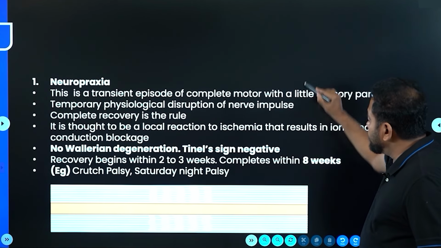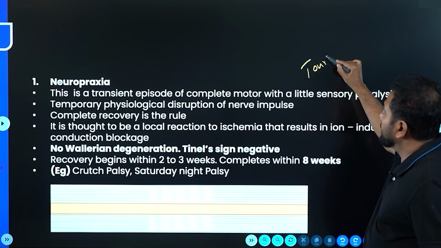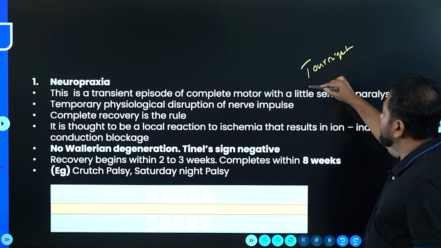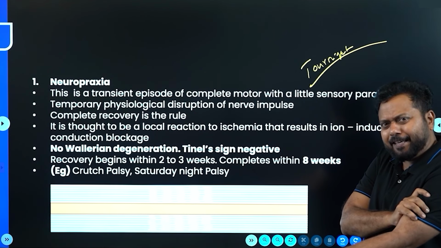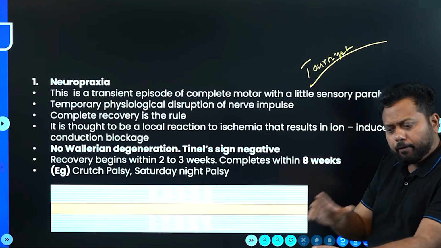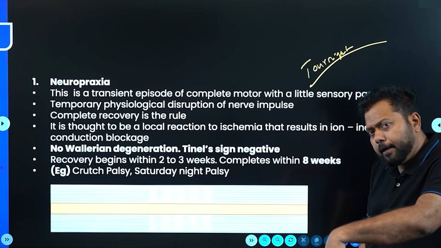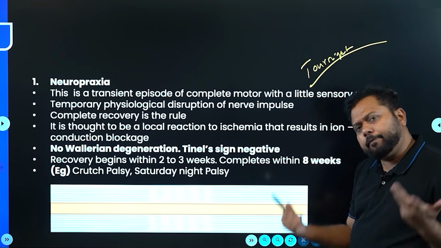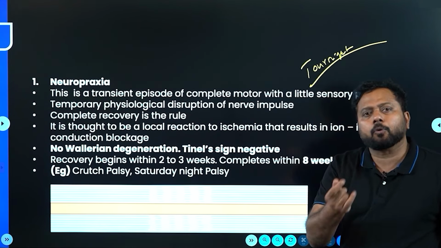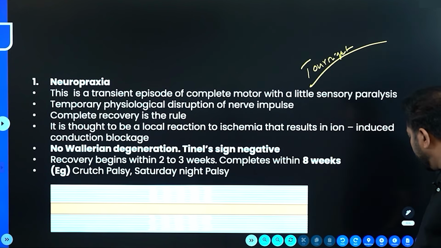Another good example I can say is tourniquet palsy. As a house surgeon you would have seen, no? For forearm surgeries you will apply a tourniquet. This is compressing. It can cause local ischemia to the nerve. When you remove it, the patient may have a radial nerve palsy, like a wrist drop. It will recover in 6 to 8 weeks. This is an example of neuropraxia. Very, very important.